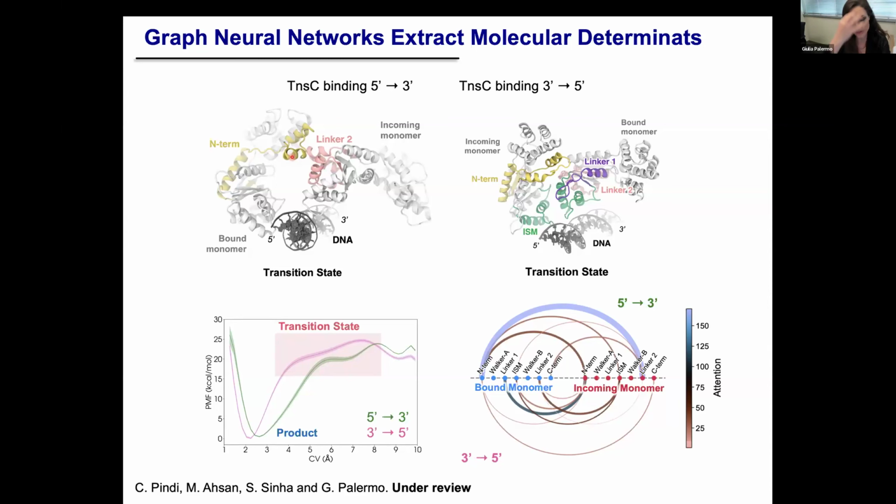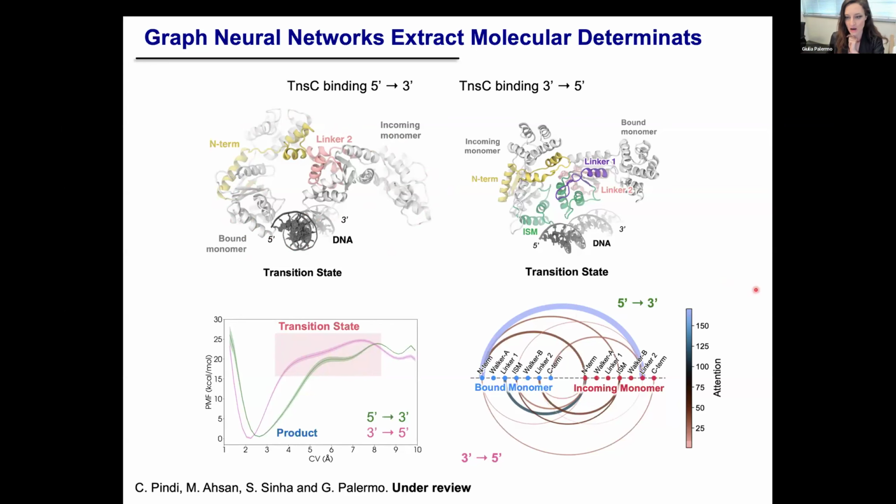While in the 3 to 5 direction, we have different regions, multiple regions that bind together. Why is this interaction very important? The reason is that here we are not in the cryo-EM state. Here we are at the transition state, when the two systems first encounter each other, and then change conformation to reach the cryo-EM state.